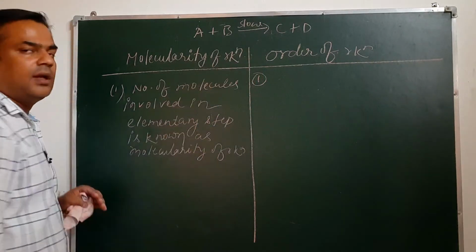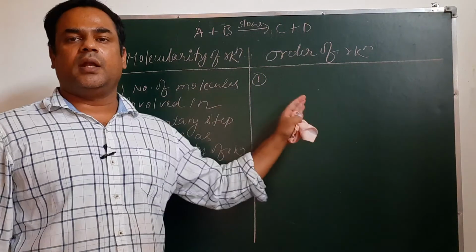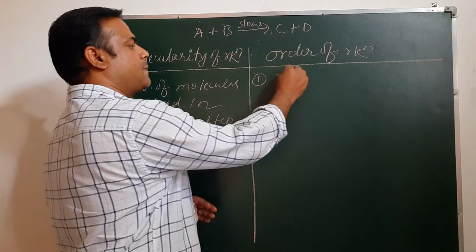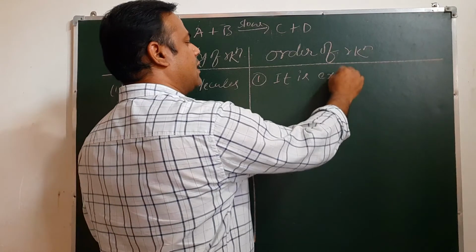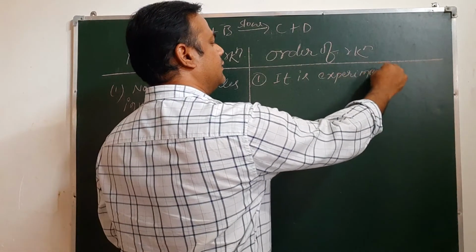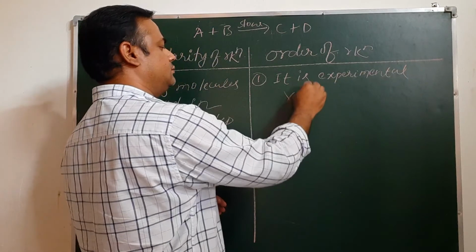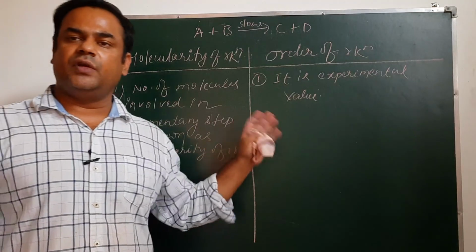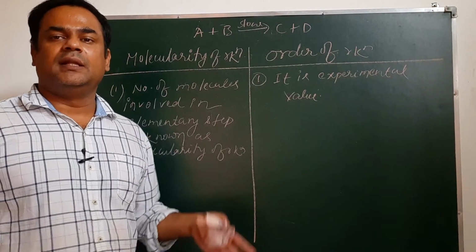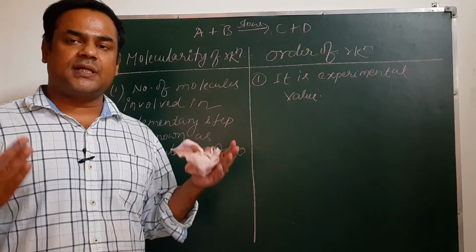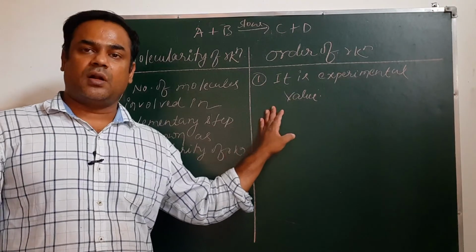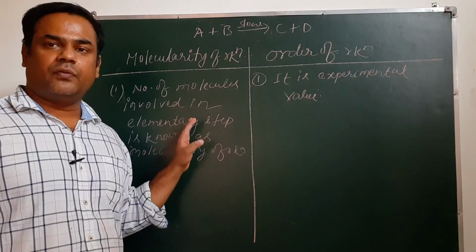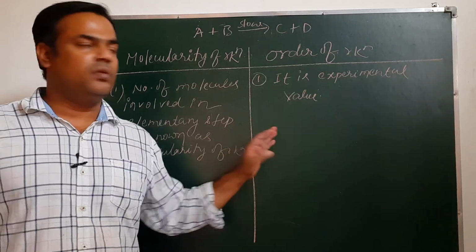But when we talk about the order of reaction, order of reaction is experimental value. We cannot determine theoretically order of reaction. To determine the order of reaction, we need to go into the lab. We'll perform experiment, and with the help of experiment, we'll determine what is order of reaction. But molecularity of reaction is completely theoretical concept. For determination of molecularity, we need not go into lab.